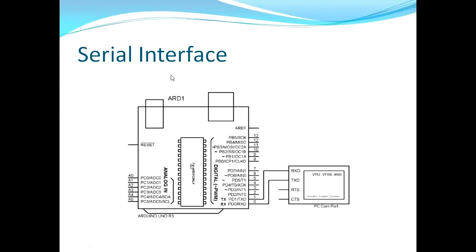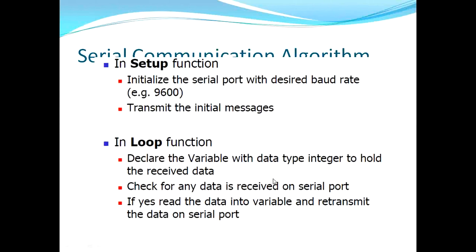So this is the serial interface. We have two lines, one line is called the transmitter and another line is called the receiver. RxD of the serial port is connected to the TXD of the Arduino, and RxD of the Arduino is connected to TXD of the serial port. This is the serial port of your PC, where we can see the output of the Arduino. So let's start with the program.